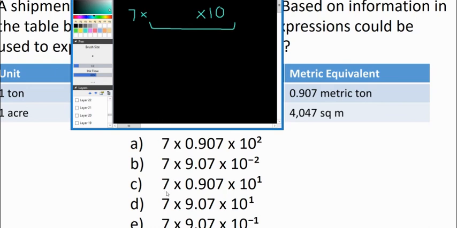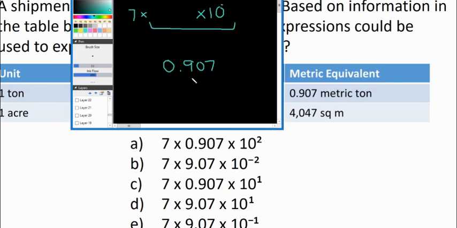So let's rule out some of these. Well, A, that doesn't look like scientific notation. This is less than 1. So A's out. C is out. And that leaves us with B, D, and E as our possible choices. So let's look at this number, 0.907. First thing I want to look at is, is this greater than or less than 1? It's less than 1. So I know my exponent is going to be negative.